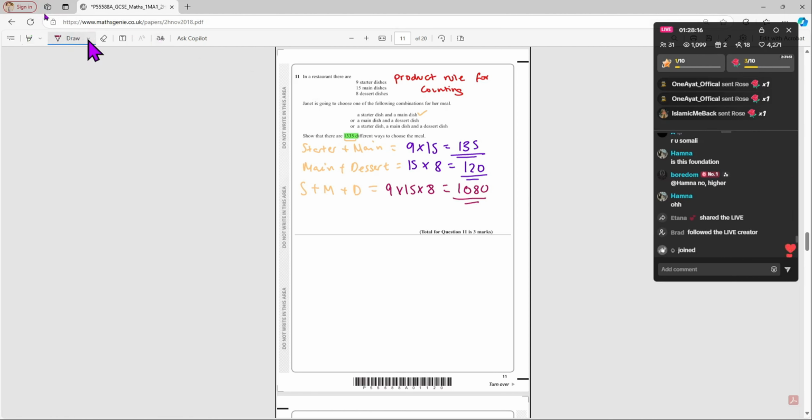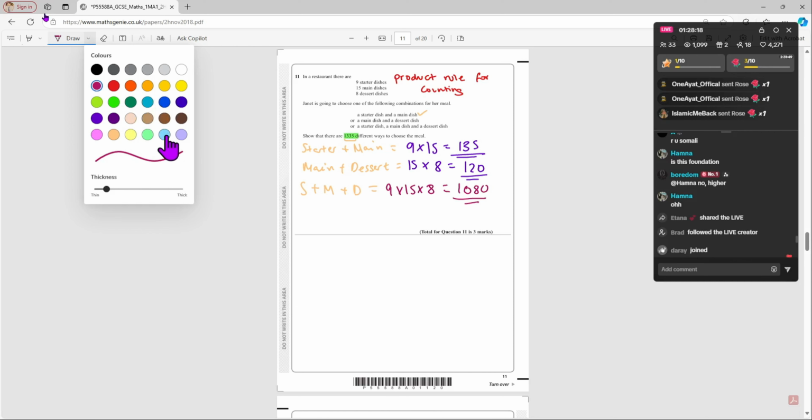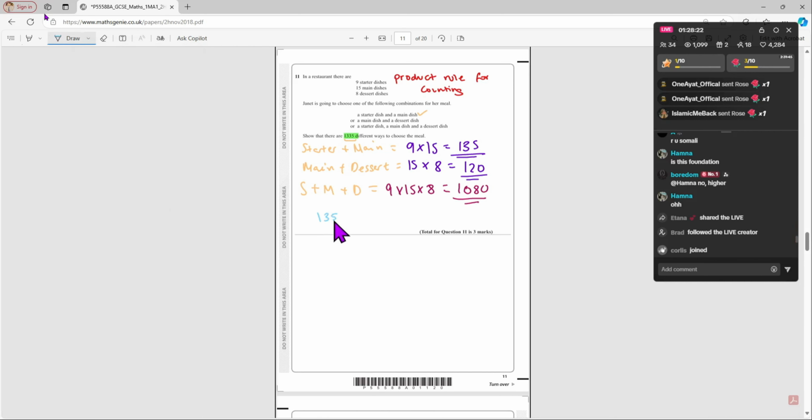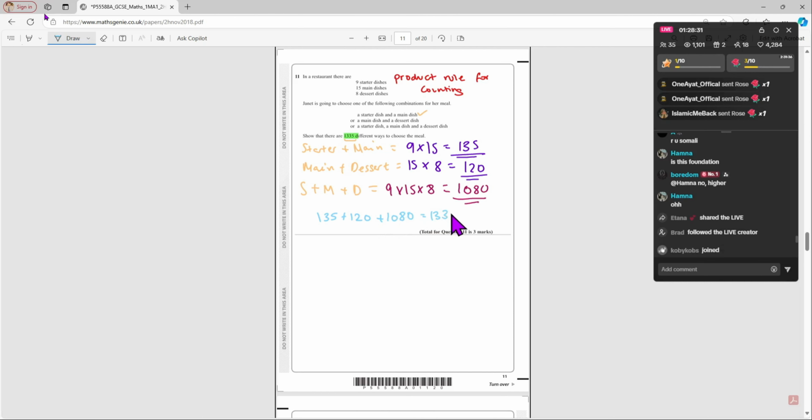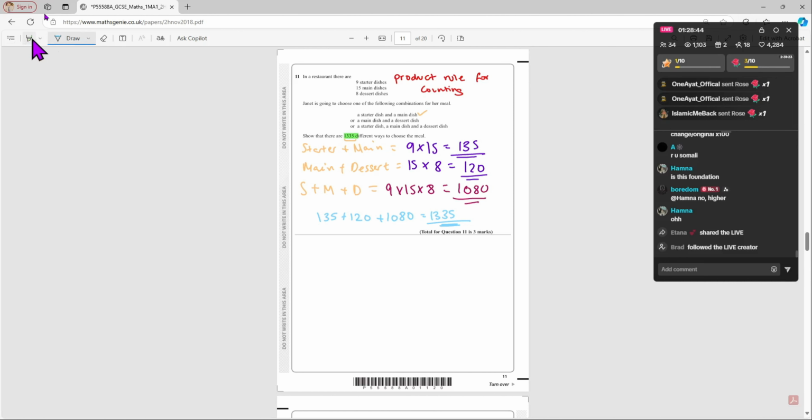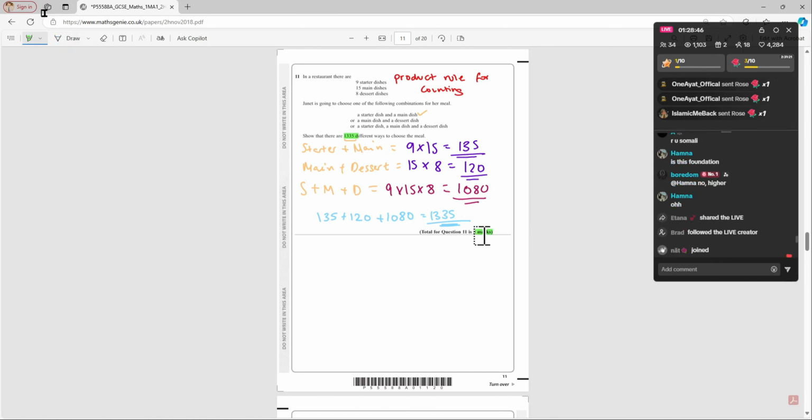The last step you have to do is add them together. So we're going to do 135 plus 120 plus 1080, which will give you 1335. Not degrees, sorry, total combinations, okay? And that is showing this. That was a 3-mark question.